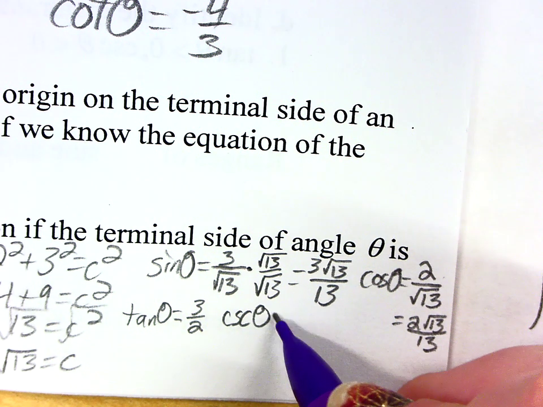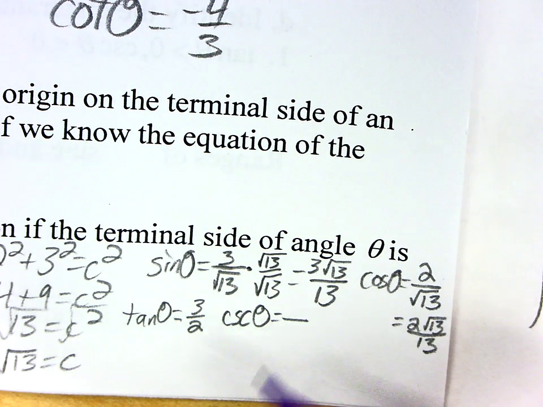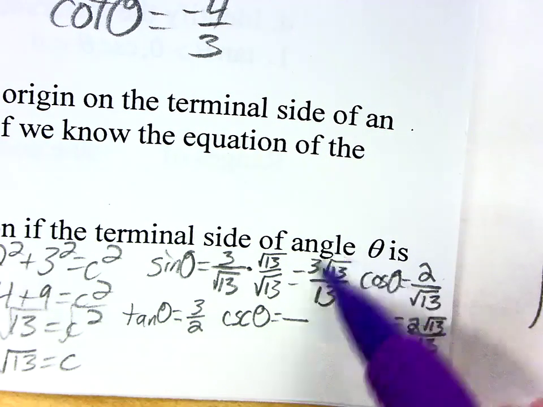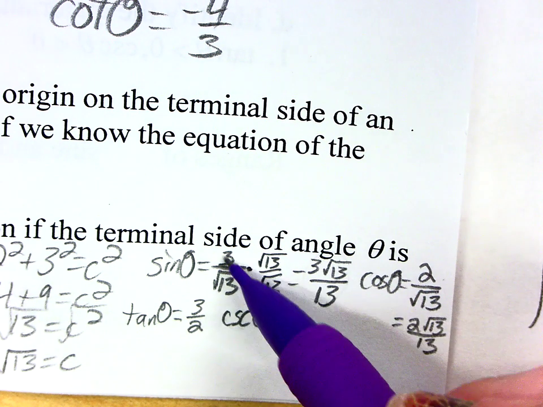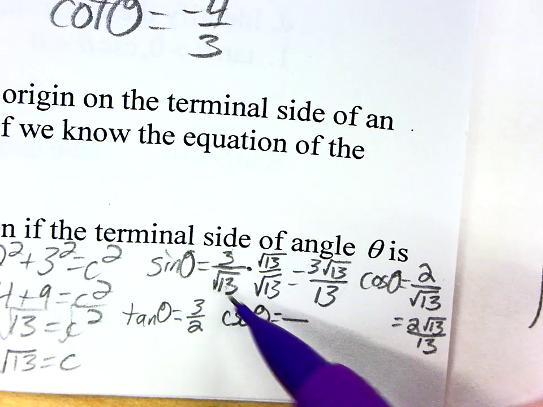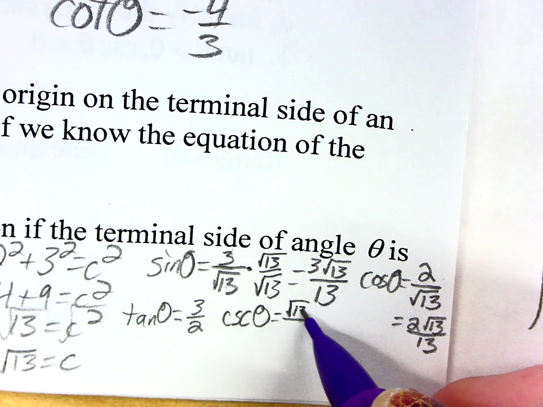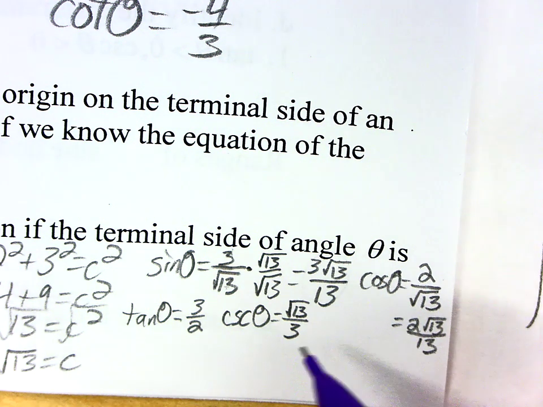Cosecant, remember I want the reciprocal of sine, but let me give you a little insider's tip. If you look at sine, if I take my final answer and take the reciprocal, you have a square root in the denominator again. And that's annoying. Go back to the one before. If you take the reciprocal of that, you don't have a square root in the denominator anymore. So it's just root 13 over 3. So it's always worth writing it down.